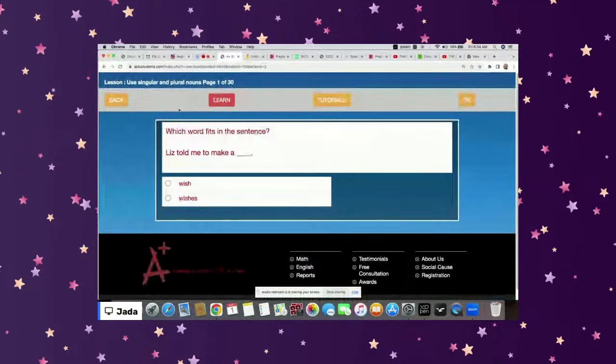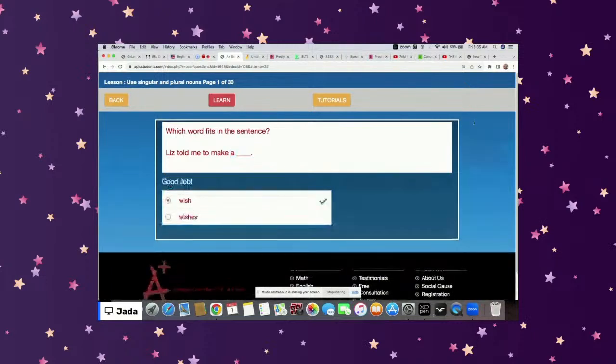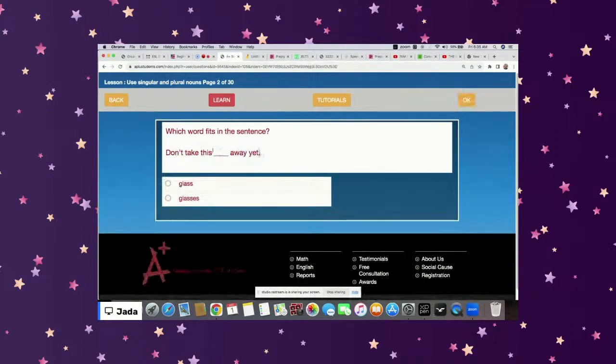So moving on to the test, which word fits in the sentence? Liz told me to make a what? Liz told me to make a wish or wishes. What's your answer? You can choose one. Is it wish or wishes? So what is it, wish or wishes? Wish, a wish, yeah, because when it says a, it means it's gonna be singular. A wish. Now, don't take this dash away yet. So is it glass or glasses?